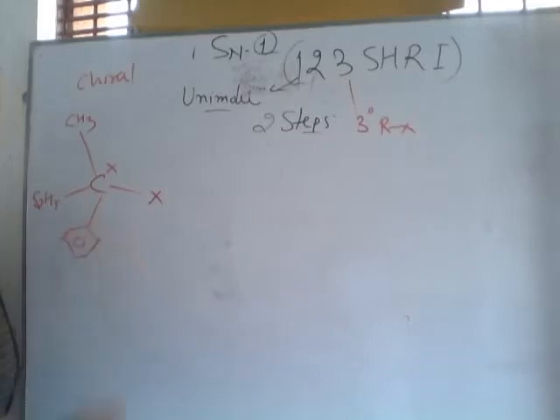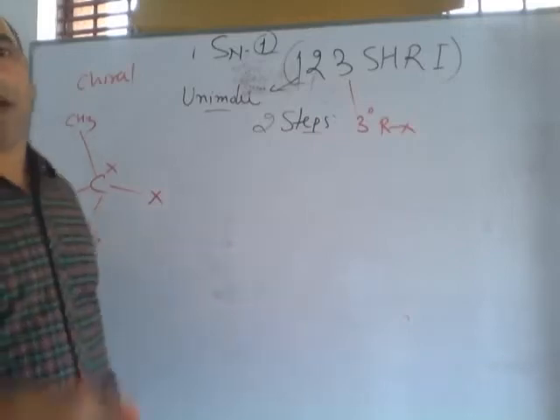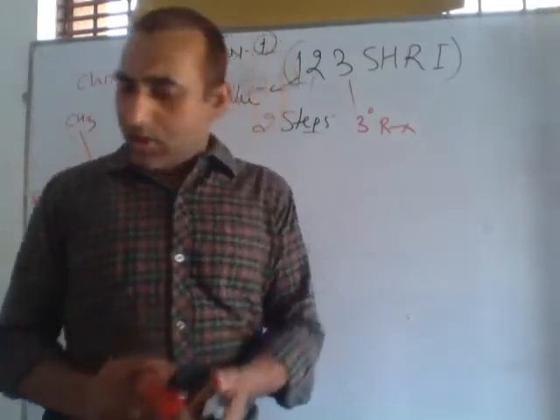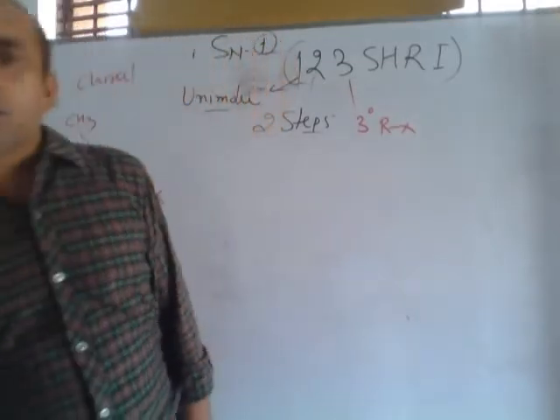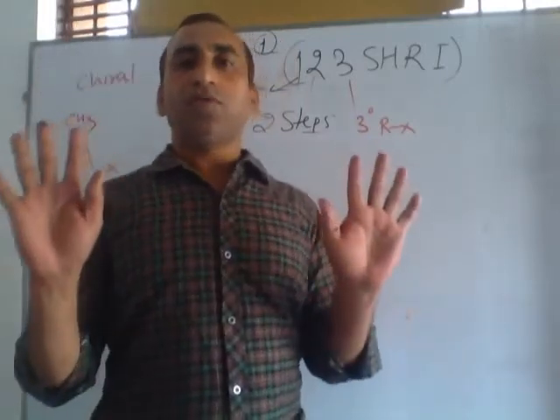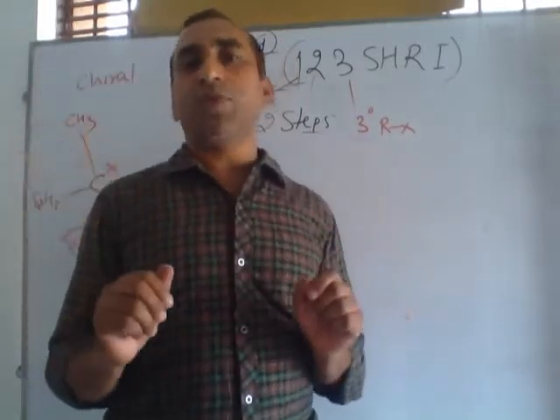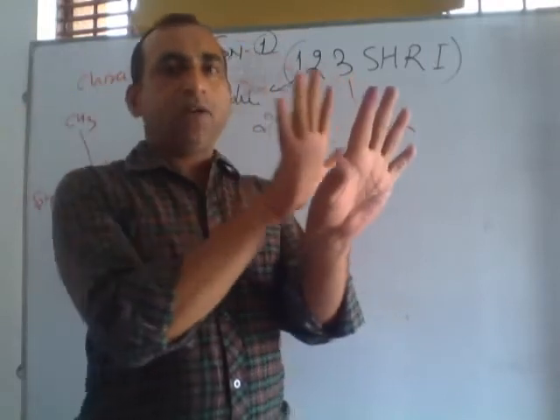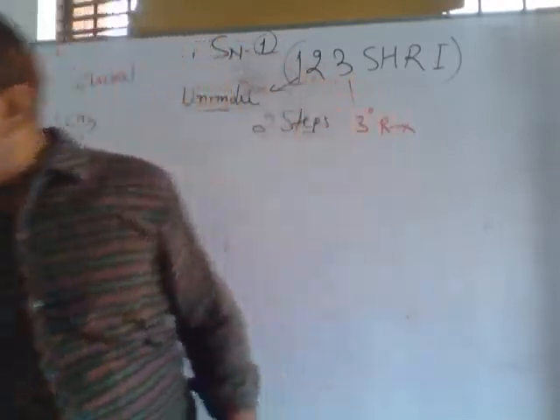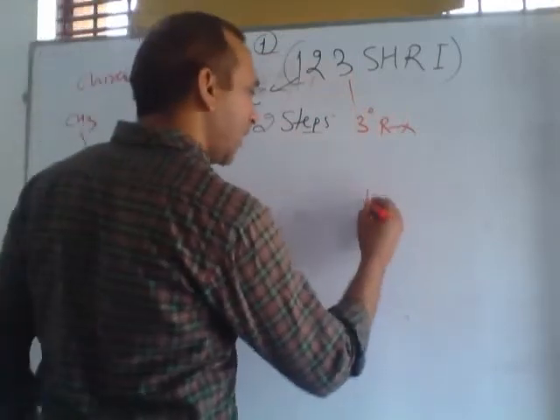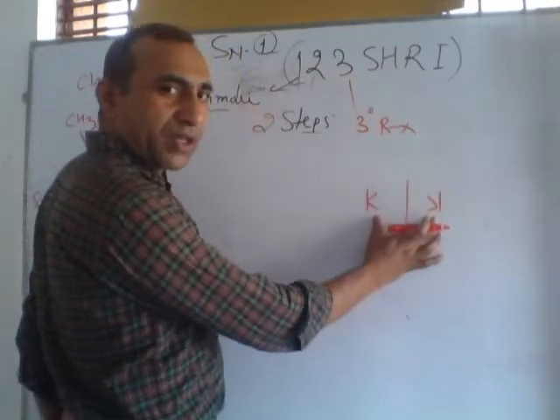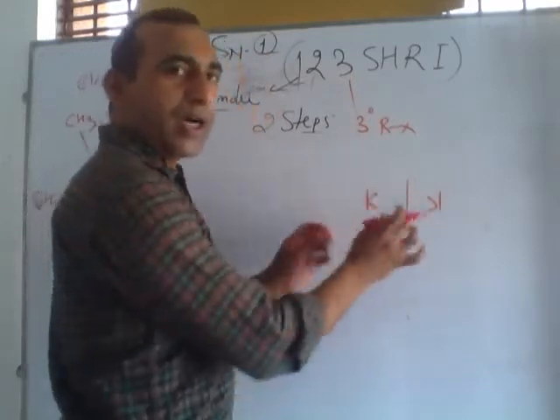These compounds rotate plane polarized light toward the left hand side, otherwise the right hand side. Chiral compounds are those compounds which form non-superimposable mirror images of each other. Suppose my hands: these are mirror images and these are non-superimposable mirror images. Suppose this is K, the mirror image of K is this type. These two are mirror images and non-superimposable, so it is called a chiral object.